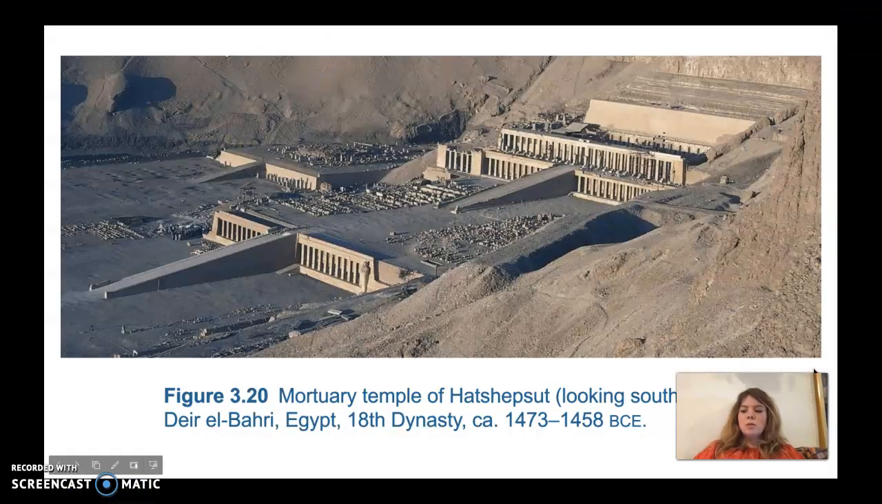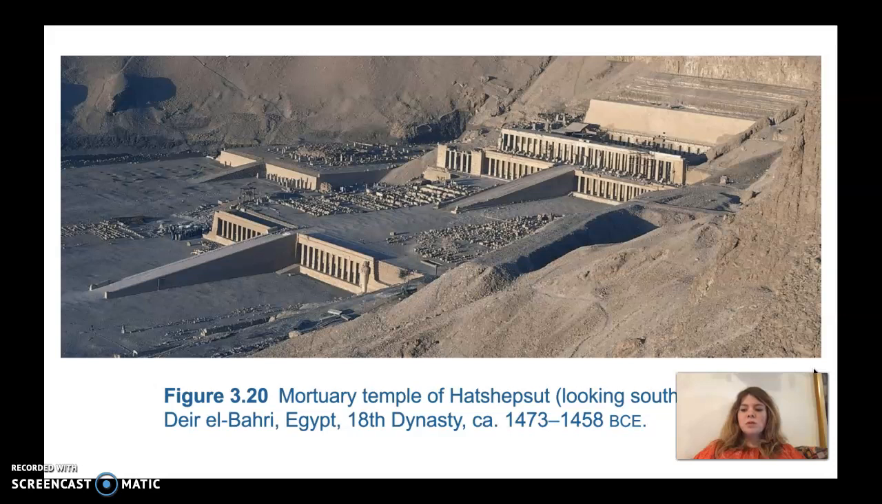We'll start talking about architecture. Huge, elaborate temples are definitely the most impressive monuments to come out of the New Kingdom. We'll take a look at a couple of those. Some were built to worship the gods, and others were mortuary temples, which provided the pharaohs with a place to worship their gods, but also served as their home after they died.